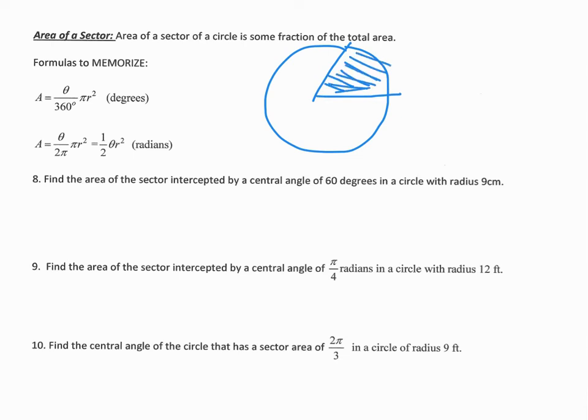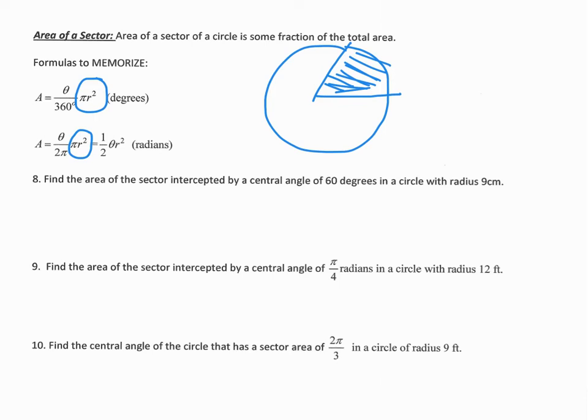Okay, look at the formulas. They're very similar to what we just talked about with arc length, except this time we have a pi r squared because it's area. We have our degree formula, and then we have our radian formula simplified a little bit. So let's do the same thing. Let's do one in degrees, one in radians.